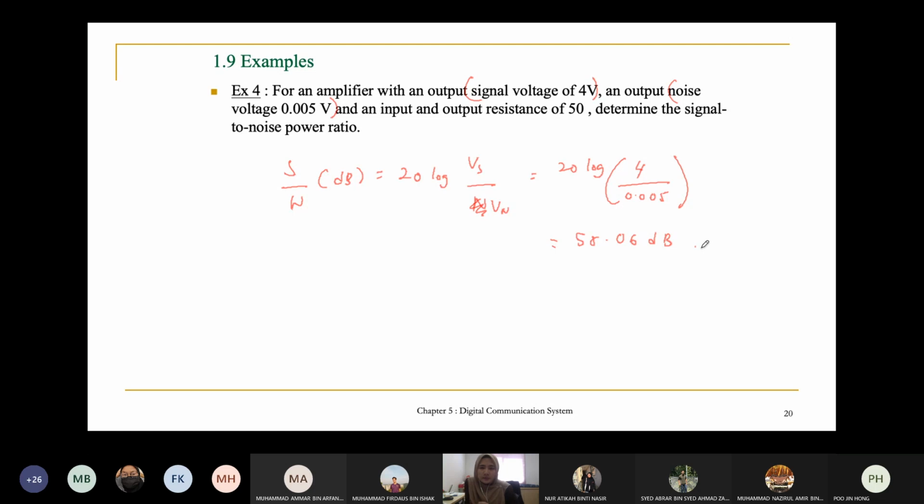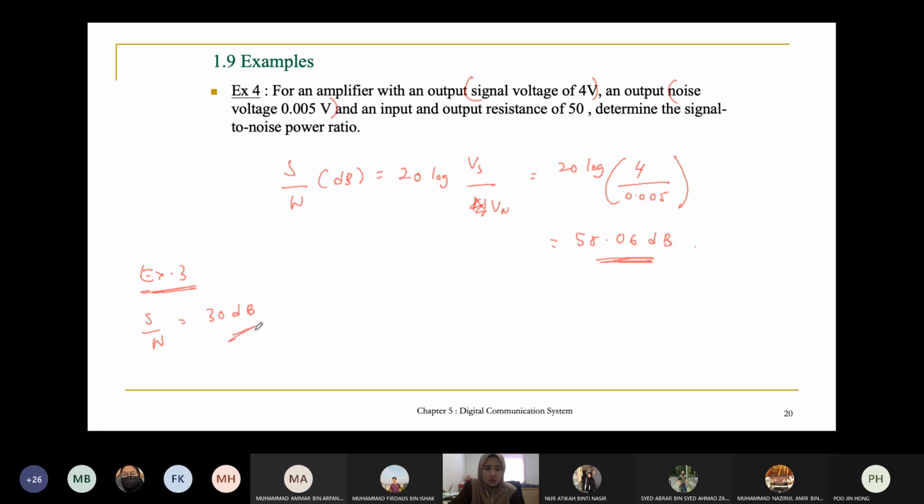Okay, so for example 4, the signal to noise ratio at the output is 58.06. For example 3, the previous example, the signal to noise ratio that you have calculated is 30 dB.